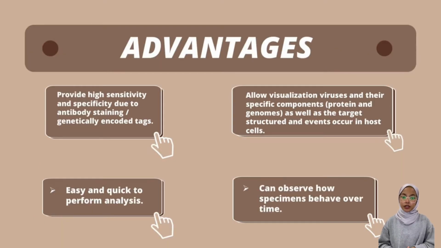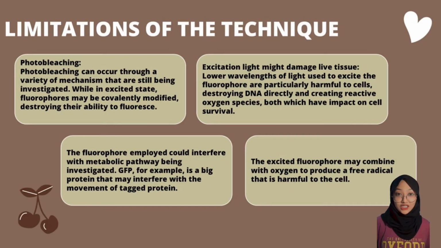Next, the advantages of using fluorescence microscopy. First, it can provide high sensitivity and specificity due to antibody staining or genetically encoded tags. Second, it also allows visualization of viruses and their specific components, which is the protein and also the genomes, as well as the target structure and events that occur in host cells. Third, this technique is easy and quick to perform analysis, and it also helps to observe how specimens behave over time.